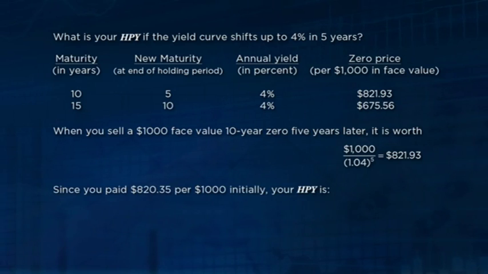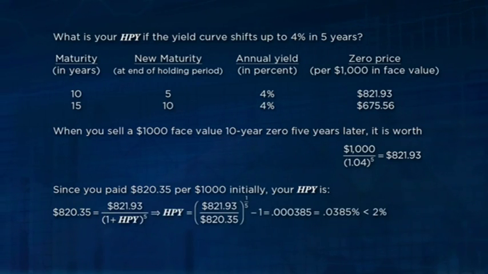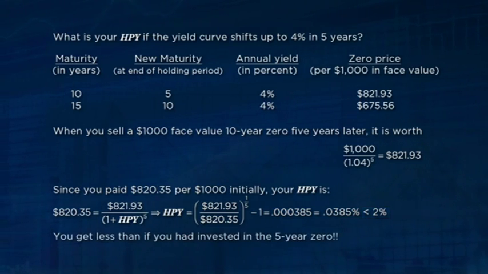Since you paid $820.35 per $1,000 initially, your holding period yield is going to be $820.35 equals $821.93 divided by 1 plus the holding period yield raised to the 5th. And this implies that the holding period yield is actually 0.000385, which is much less than the 2%. So you're going to get less if you invested than if you had invested in the 5-year zero.